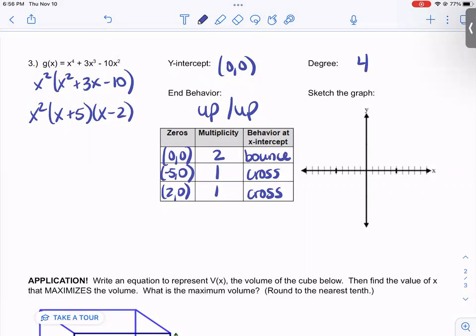So as we go to the graph, we put our intercepts at 0, at positive 2, and at negative 5. And now we can start to look at what we're doing. We have an up, up behavior. So I'm going to pass through negative 5, bounce at 0 and go back through 2. So start up here, go through negative 5. We're going to bounce at 0 and go back up through 2. And that's going to be our example there.